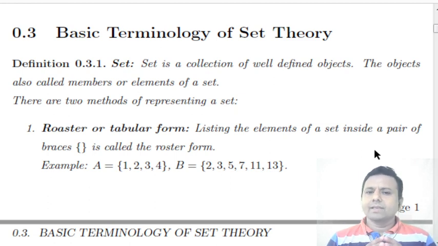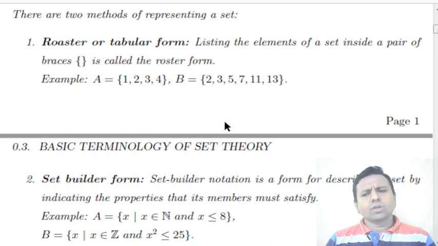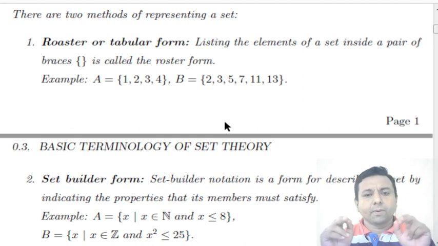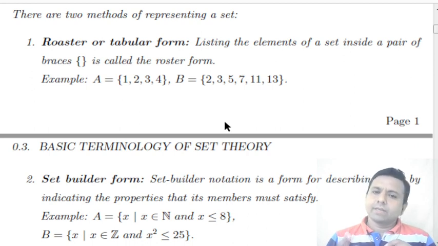A set is a collection of well-defined objects. The objects are also called members or elements of a set. There are two methods of representing a set. The first one is the roster or tabular form. Here we list out all the elements inside a pair of braces. The examples are A equals {1, 2, 3, 4}, B equals {2, 3, 5, 7, 11, 13}. So this is the roster method to represent a set.